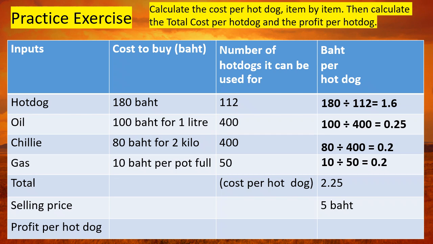We add up all those answers, 1.6 plus 0.25 plus 0.2 plus 0.2 again, and it comes to 2.25, and that's the cost to make each hot dog. Selling price is 5 baht, so the profit per hot dog is 5 minus 2.25, which is 2.75 baht per hot dog.